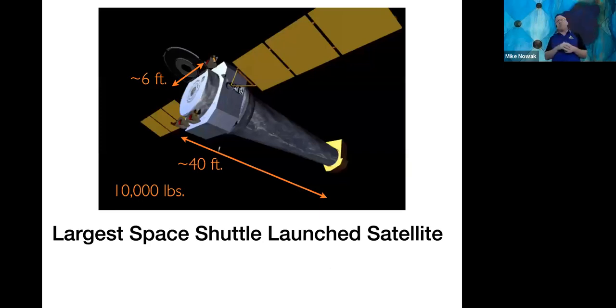So let's start off with Chandra. Chandra is the largest satellite ever flown on the space shuttle. It's about the size of a bus. It is about 5 tons. Its opening is about 6 feet across, and this is a cartoon of it.